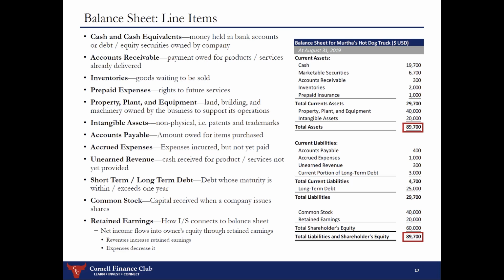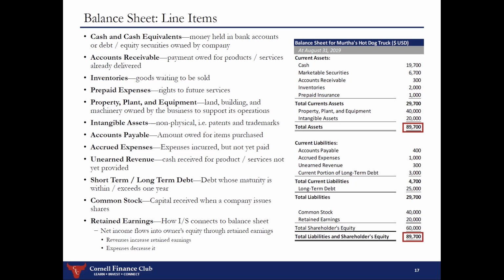Next, short-term and long-term debt. Again, this is just bank loans and other forms of debt whose maturity is within a year for short-term and exceeds 1 year for long-term. Moving on to total stockholders' equity. There's not much here. We'll be going over this in more depth when we talk about enterprise value. However, what you have to know for now is that there's common stock, so capital received when the company issues shares, and then retained earnings.